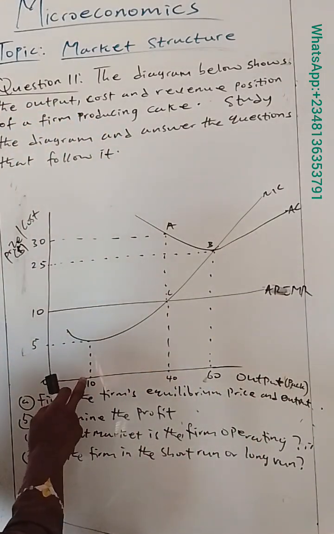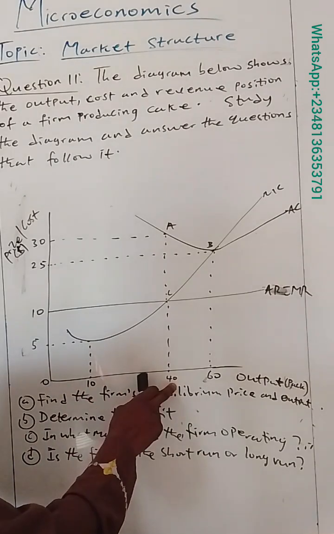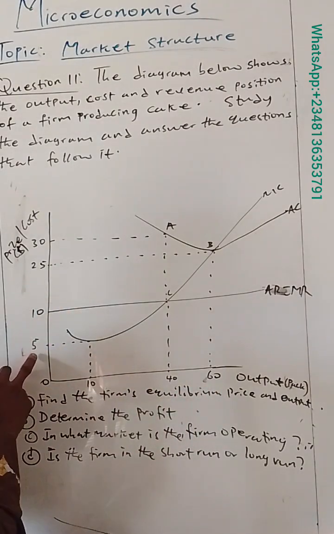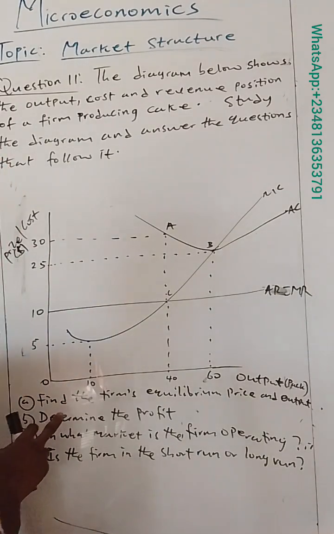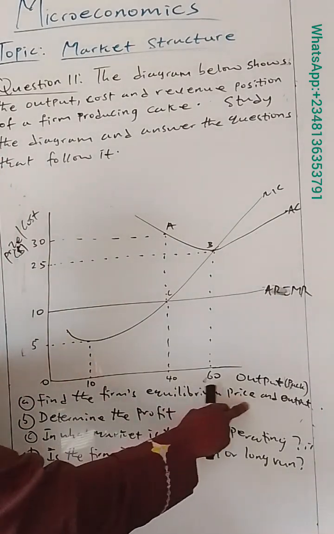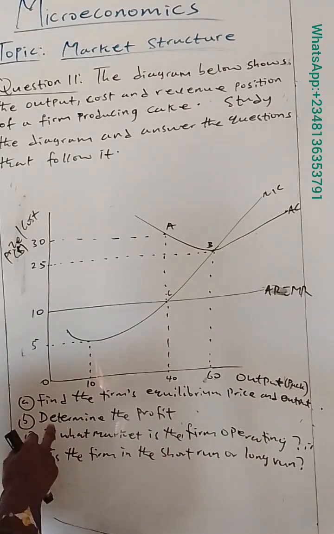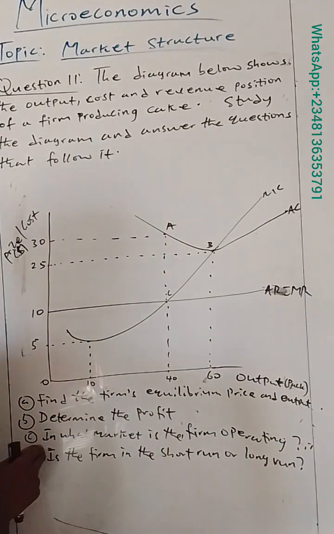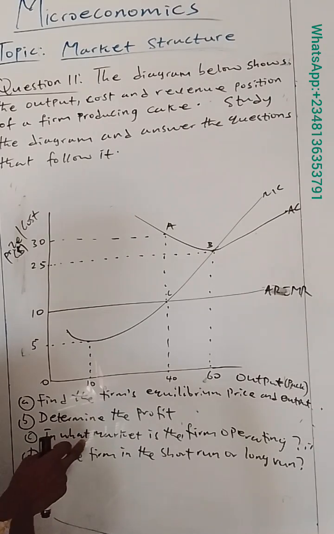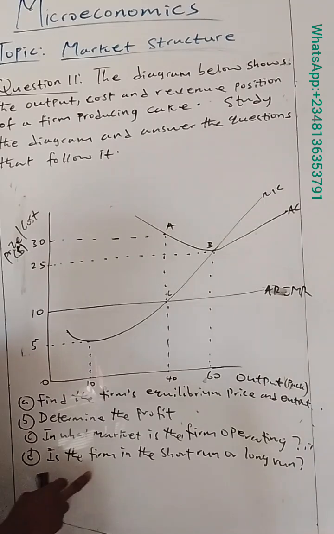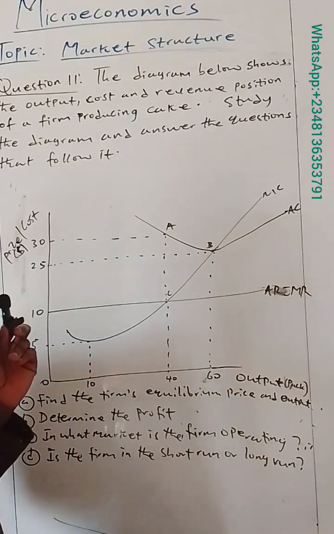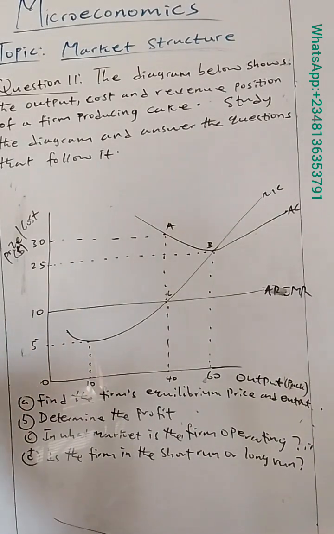Now, for example, say we have 10 parts, we have 40, 60. The price and cost, we have 5, 10, 25, 30. And the first question says, find the firm's equilibrium price and quantity. The second one says, determine the profit. The third one, which is C, in what market is the firm operating? And the last question says, is the firm in the short run or long run? So all these questions we are going to solve one after the other. Okay. Now let's start with the first one.